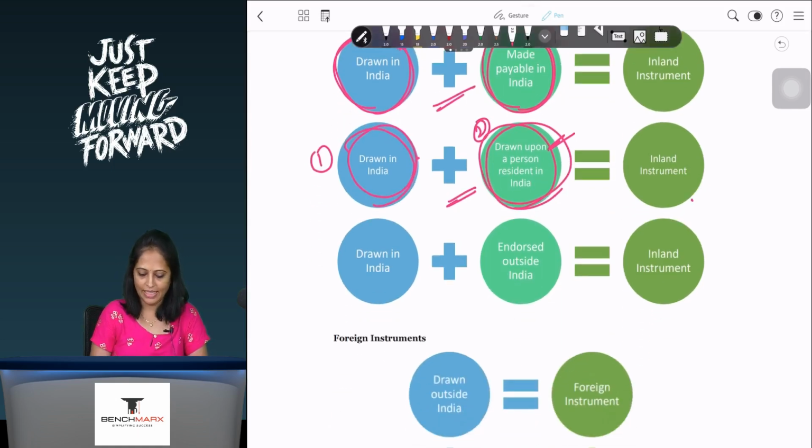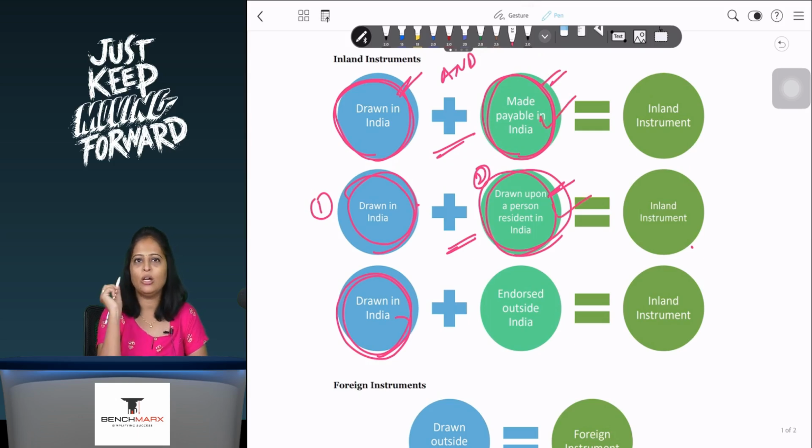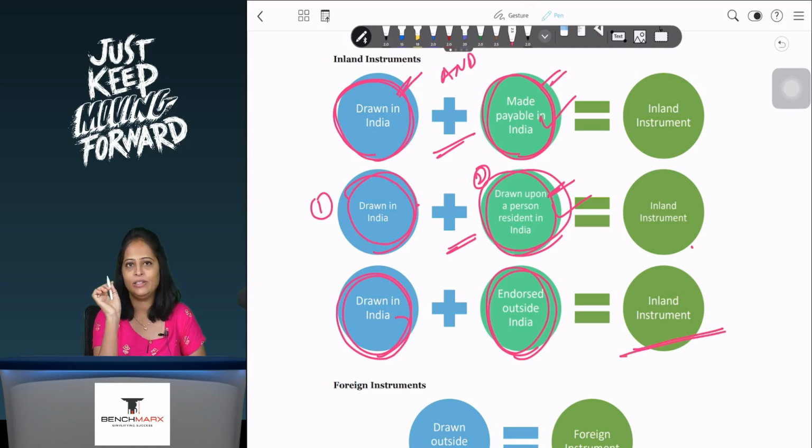And the third one says that if I have drawn it in India and made it payable in India, or drawn upon a person resident in India, any of these two conditions, plus I have endorsed it outside India, only because I have endorsed it outside India does not make it a foreign instrument. It will still be called an inland instrument. Even if endorsing has happened outside India, but it is drawn in India upon a person resident in India, or made payable in India, then it is an inland instrument only. Only by endorsing an instrument outside India, you will not call it a foreign instrument. Are we clear on that?